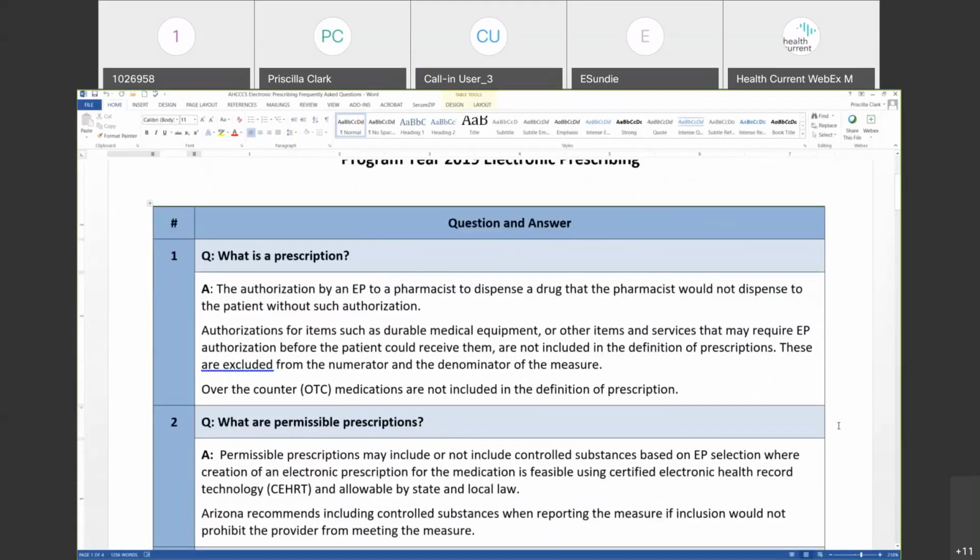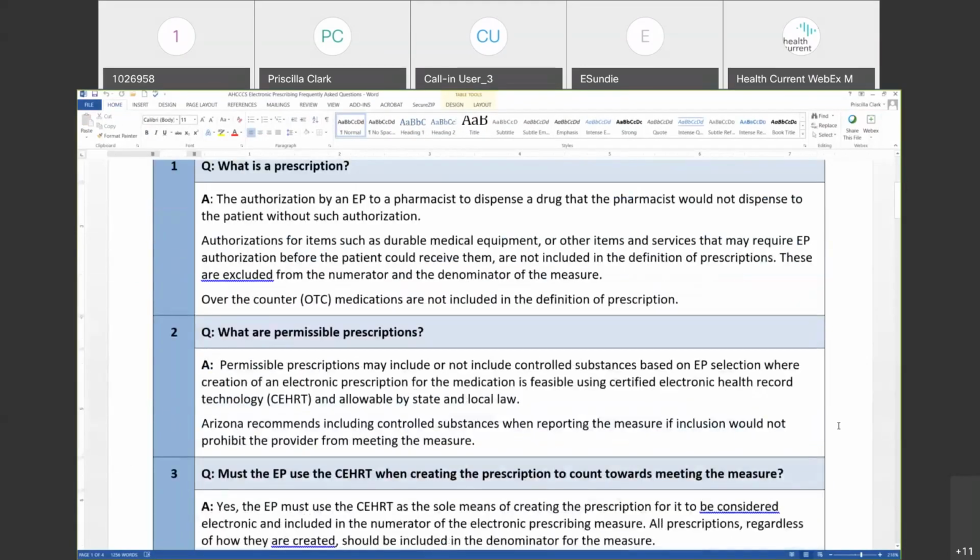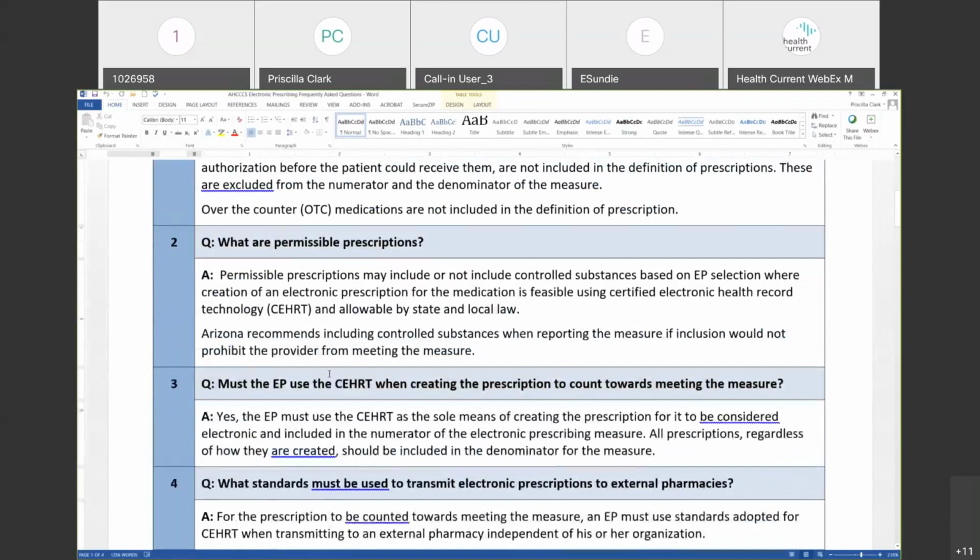And so here's the FAQ specific to electronic prescribing. And so it goes through what is a prescription, what are permissible prescriptions, must the EP use the CERT when creating a prescription to count towards meeting the measure? Question 3. And the answer is yes. The EP must use the CERT as the sole means of creating a prescription for it to be considered electronic and included in the numerator of the electronic prescribing measure. All prescriptions, regardless of how they are created, should be included in the denominator for the measure.